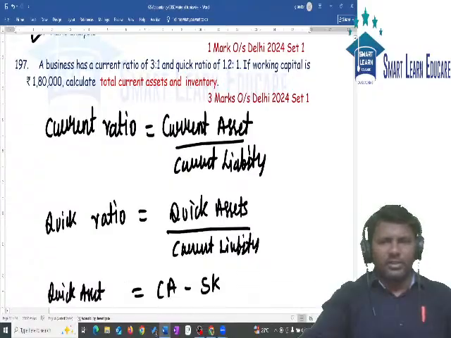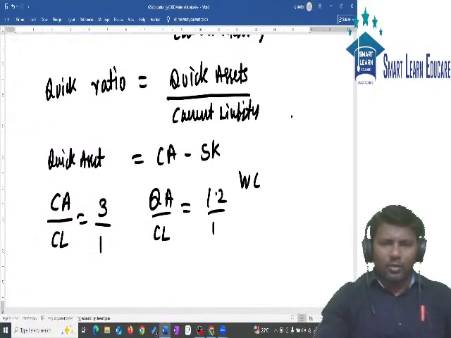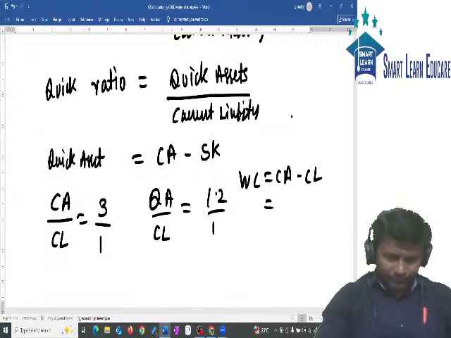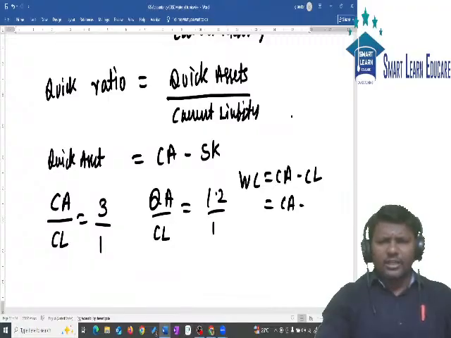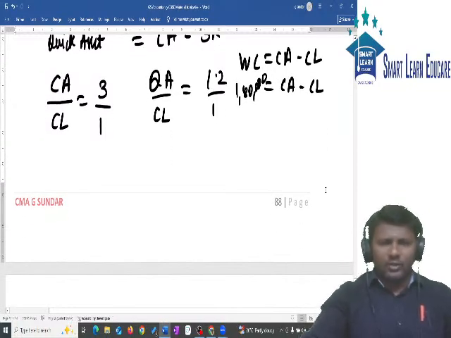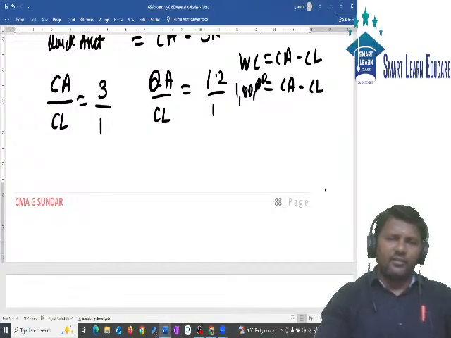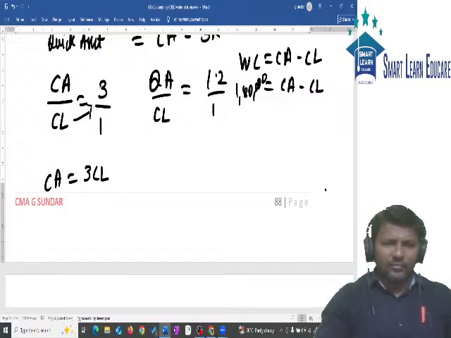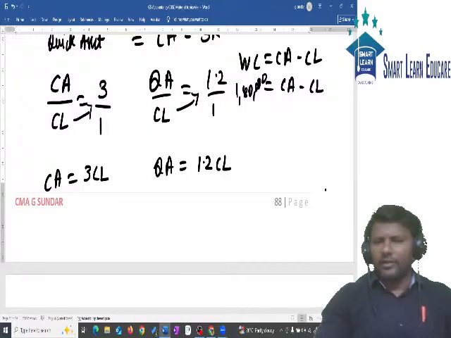Also one more information is there. Working capital. What is working capital? Difference between current asset and current liability, it is working capital. So current asset minus current liability, it is 1,80,000. So these are the three information given in the question. So first find current asset is equal to, this 3 you multiply here, it will give you 3 current liability. Quick asset is equal to 1.2 current liability.